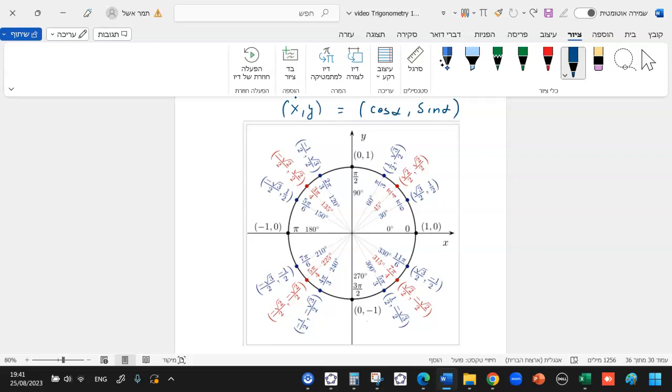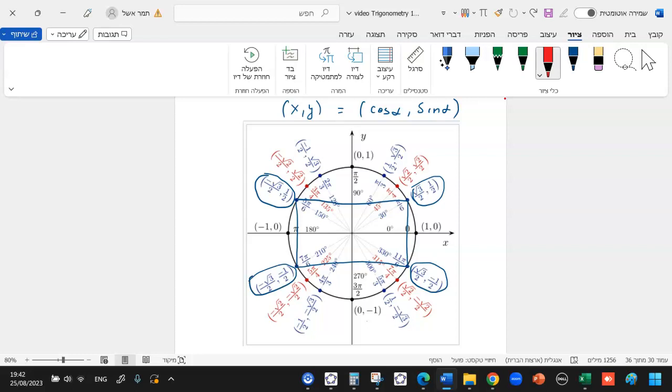Notice that we can divide the values into groups of 4. 30 degrees or pi over 6 goes together with 150, with 210, and with 330, which is actually minus 30. These 4 values have the same x and y, except for the direction. They are all root 3 over 2 and 1/2, except for plus and minus.